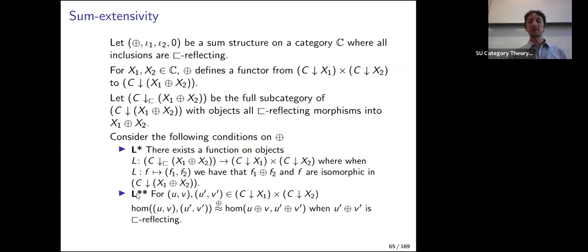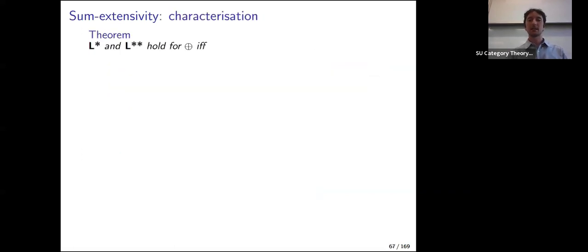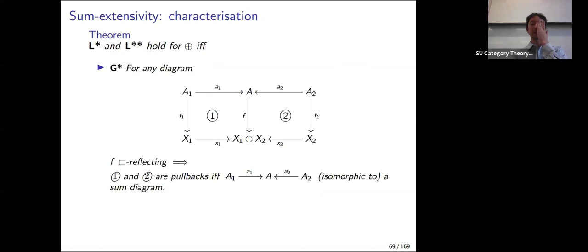And then we have this condition that requires full faithfulness, but not for everything, just when my latter sum is C-reflecting. So then I have this full faithfulness condition satisfied over here. Okay, so those are two conditions. And it turns out that these two conditions hold for a sum structure if and only if the following.